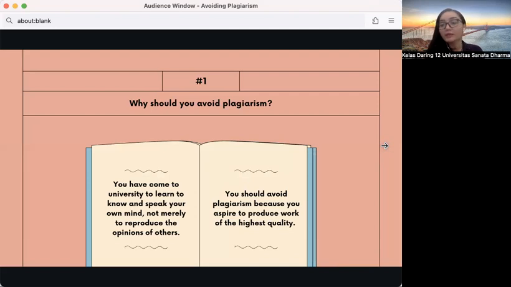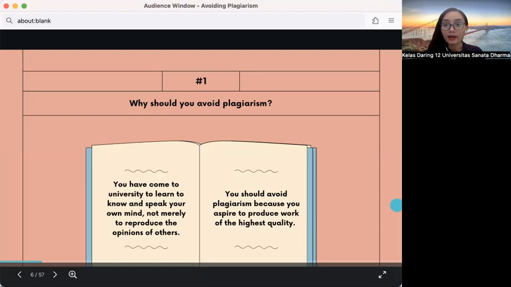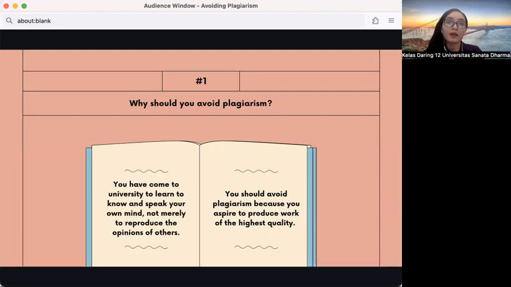There are so many reasons to avoid plagiarism. Why should you avoid plagiarism? First, because you have come to university and become a college student. You learn to know and speak your own mind, not merely to reproduce the opinions of others, or at least not without attribution. So you have to avoid plagiarism because you aspire to produce work of the highest quality.